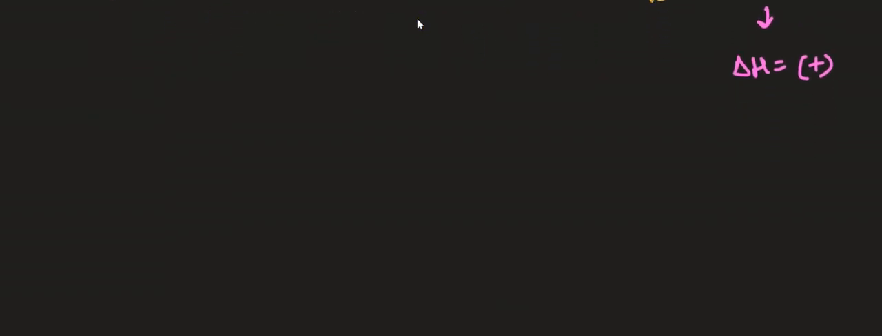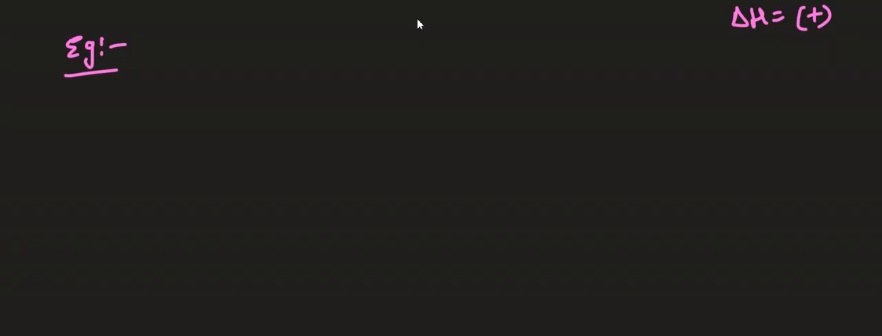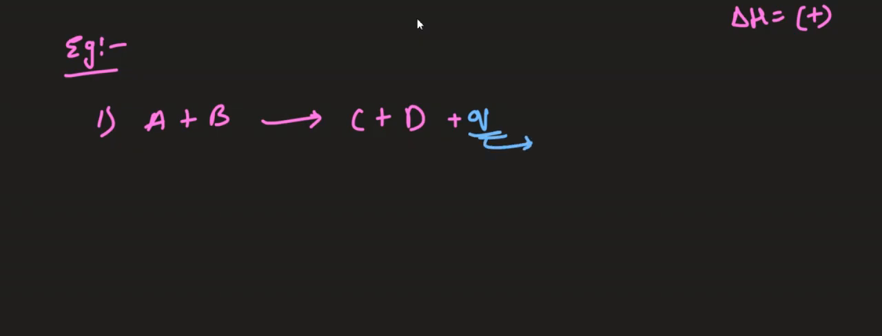Now they will provide some chemical reaction samples, and you have to answer whether it is exothermic or endothermic. Let us take a few examples. I will provide 4 examples. In the first example, A plus B gives C plus D plus small q. What is the meaning of small q? Heat. C and D are the products. A and B are the reactants.